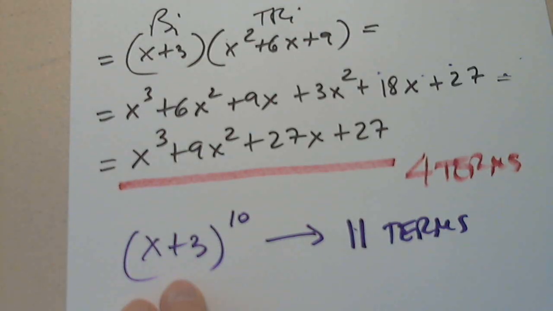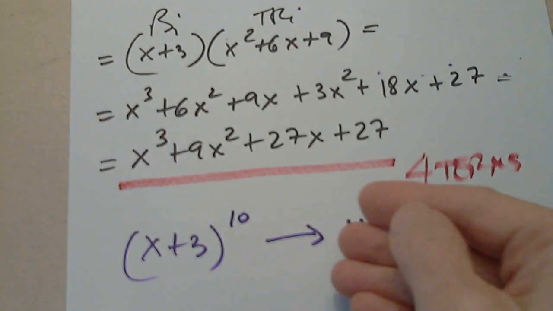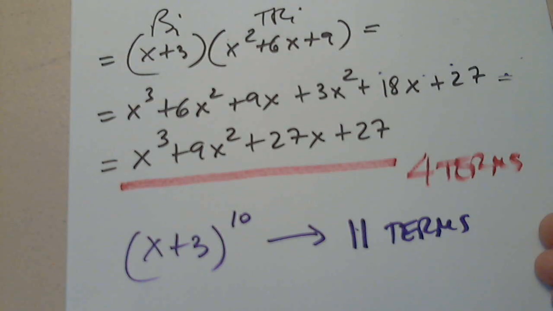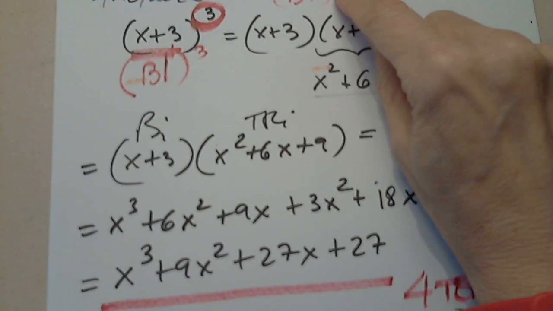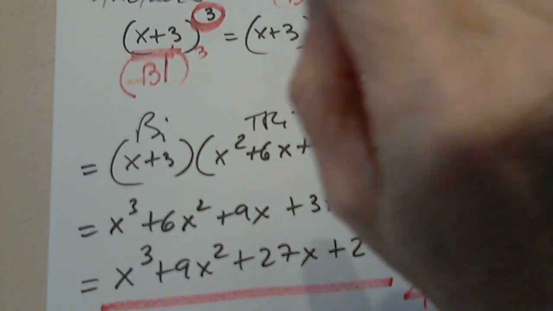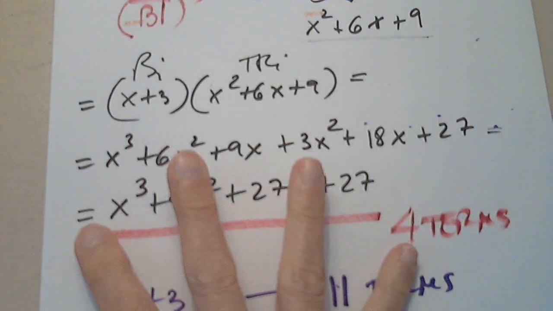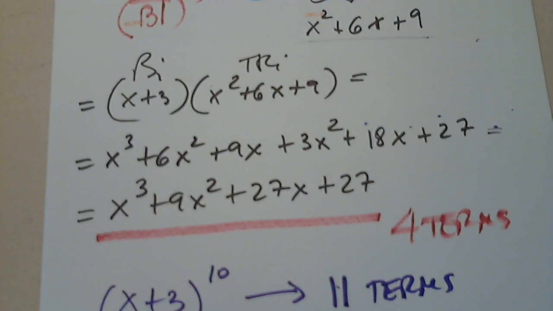So a binomial to any power, when I expand it, the number of terms is exactly one more than the power we raised the binomial to. So remember, that's why when we had power 2, we got 3 terms. When we had power 3, we got 4 terms. One more than the power.